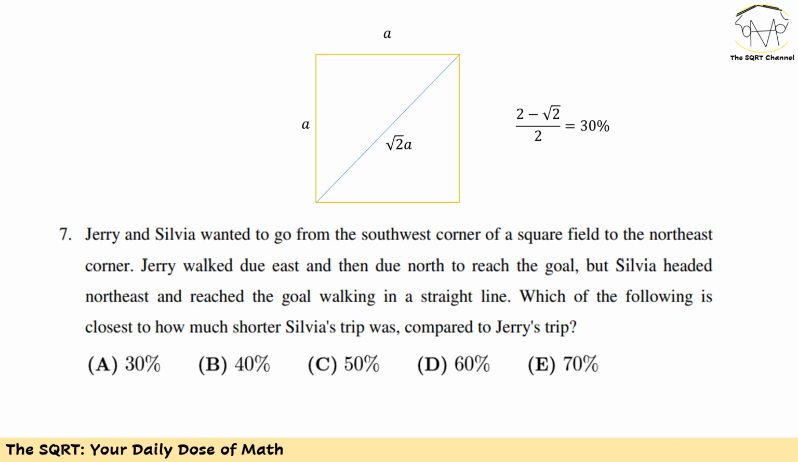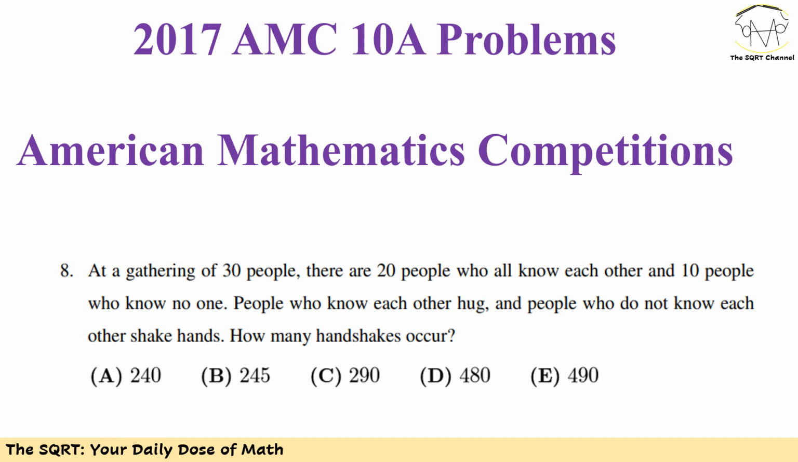Now, to see how much shorter Sylvia's trip was compared to Jerry's trip, we need to find the answer for 2 minus radical 2 over 2, which is about 30%, and the choice that we have here, A, is the correct one. Problem number 8.